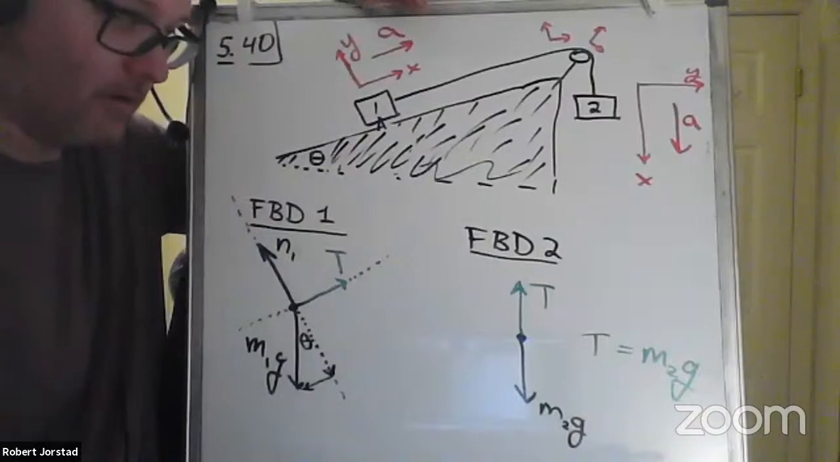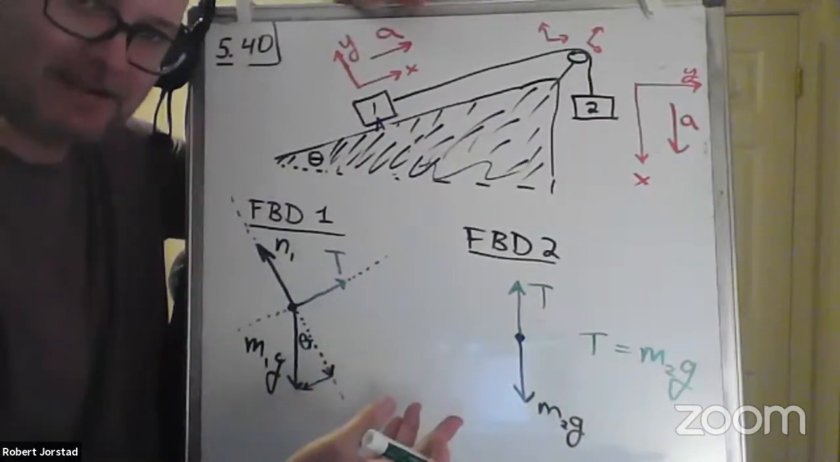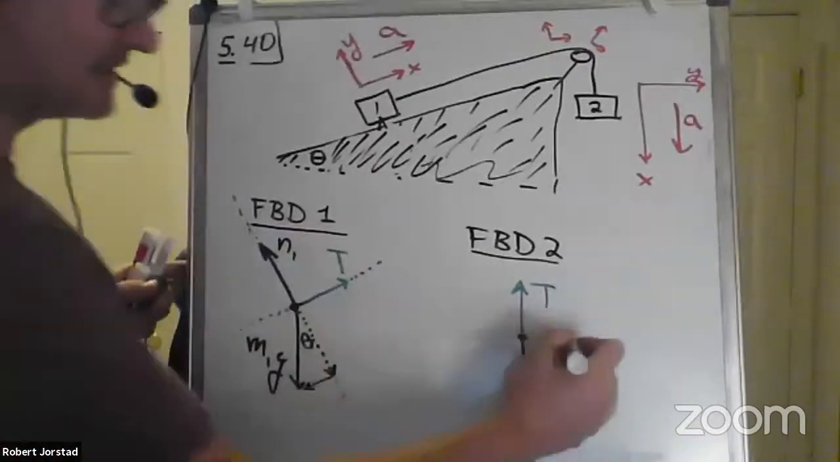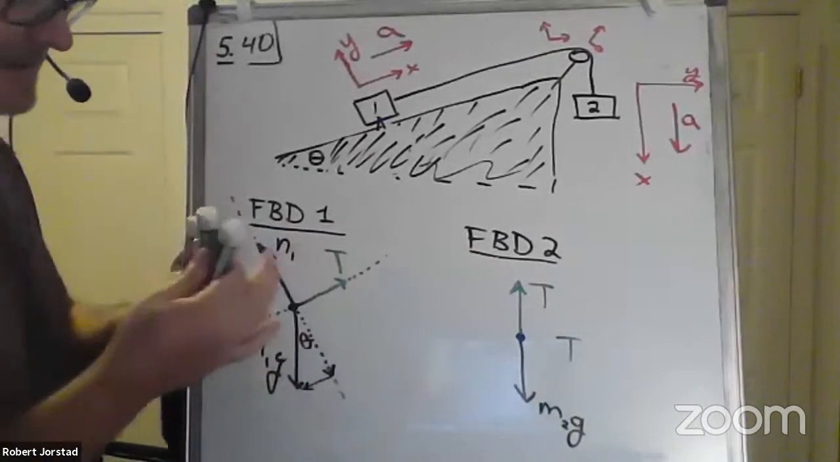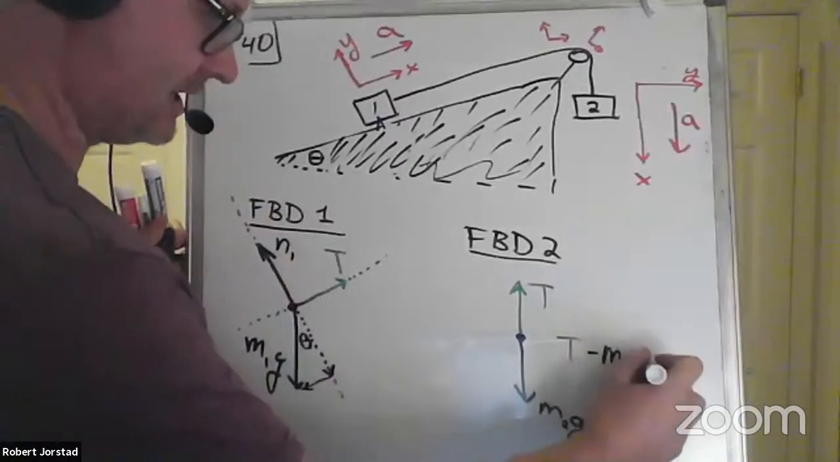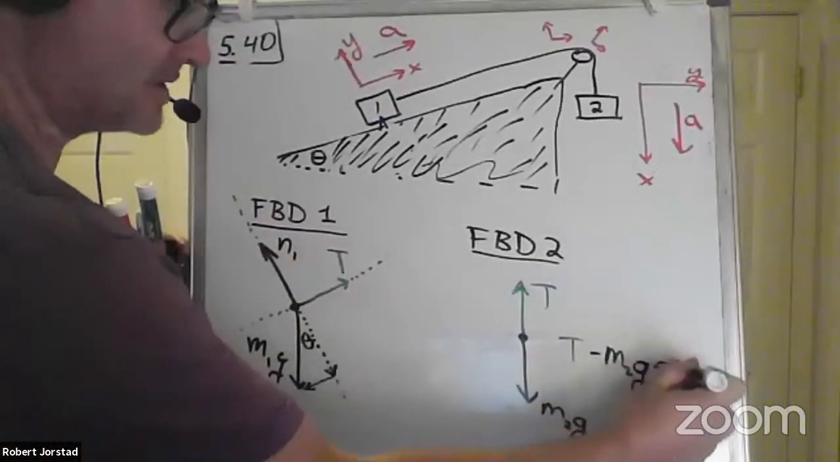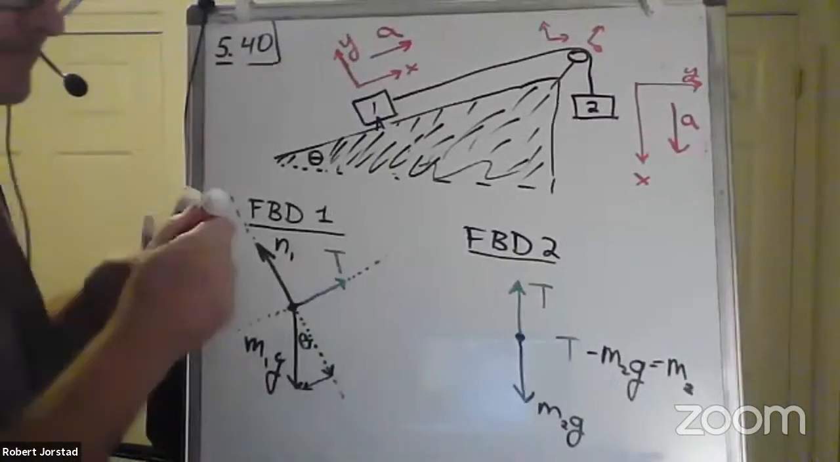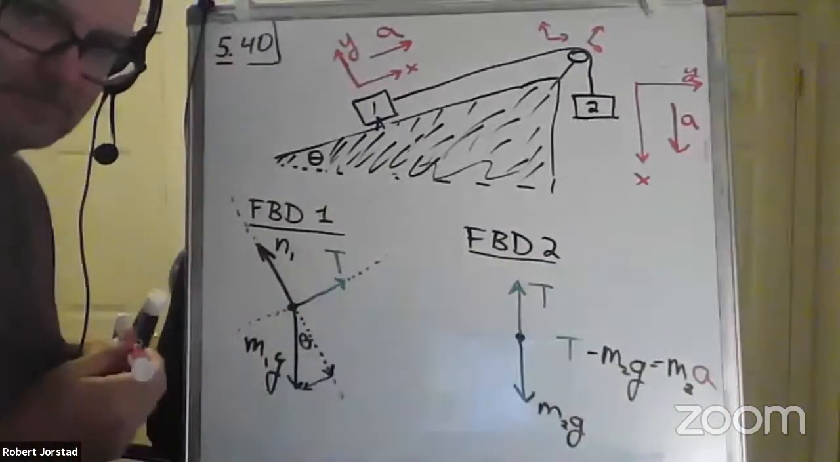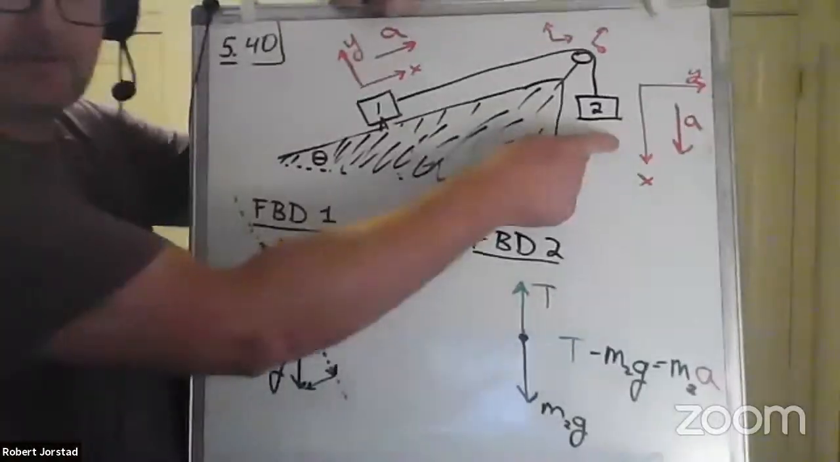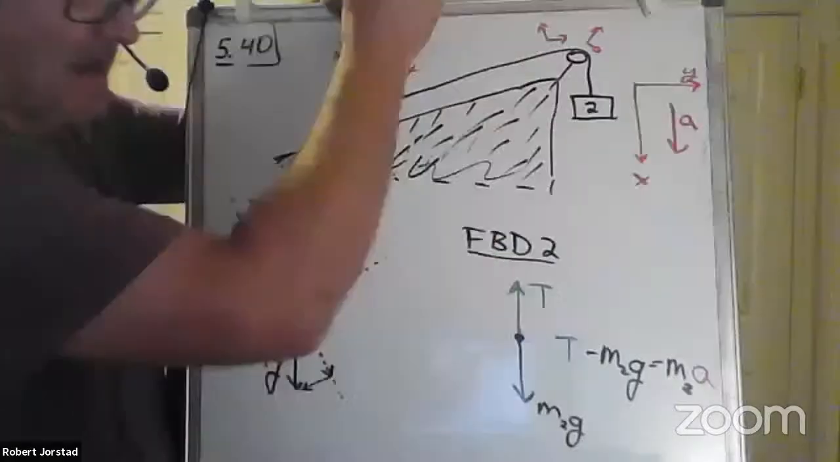No. This block is accelerating. This is only true if it's not accelerating. So I was trying to trick you. So what we should get is T minus M2G equals M2 times A, right? Yeah. No. That's negative T. Look at this. We said we would use this coordinate system, right? Okay, yeah, that makes sense. So I was trying to sneak one past you again.